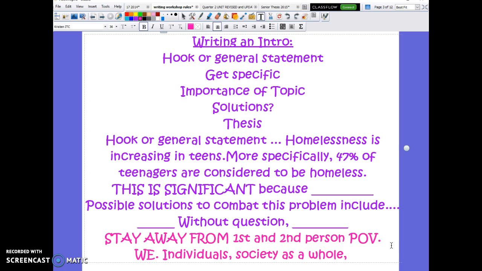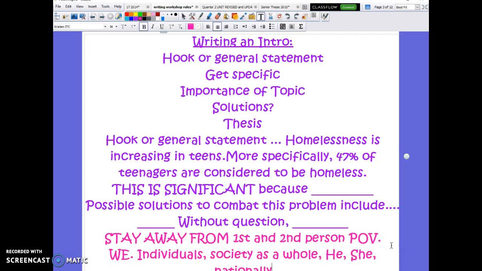What else? Individuals, society, he, she. You can look up third person pronouns, nationally, that kind of thing. But just keep it third person objective. So that way you can appeal to the majority of readers, not just like me, myself, and I, or you, the reader. So it's not as accusatory, okay?